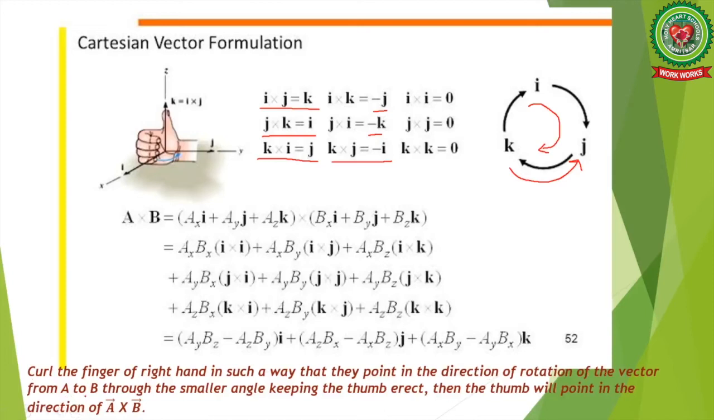If you are going to find A cross B, if it is A and it is B, you have to do A cross B, then through the smaller angle, keeping the thumb erect. I told you already, you have to take care of the smaller angle. Then the thumb will point in the direction of A cross B. Whatever the resultant you get, this thumb will represent the direction of the resultant vector. Like this is I vector, this is J vector. I cross J will give us the third vector K, which is in the direction of the thumb. Alright.